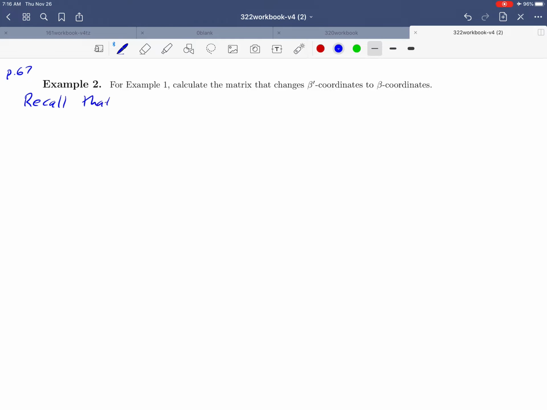Recall that beta prime was the basis (1, -1) and (1, 1). I'm just looking back to example 1 and recopying that. And beta was just the standard basis, (1, 0) and (0, 1).